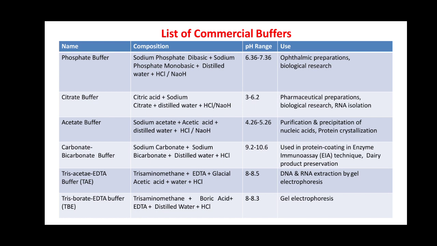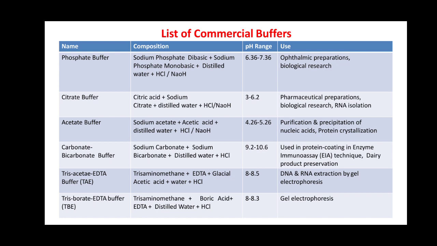Here we can see a list of commercial buffers: phosphate buffer, citrate, acetate, carbonate-bicarbonate buffer, Tris acetate EDTA buffer, and Tris borate EDTA buffer, that is TBE. The composition of phosphate buffer is sodium phosphate dibasic plus sodium phosphate monobasic with distilled water and HCl or NaOH, and the pH range is 6.3 to 7.36.